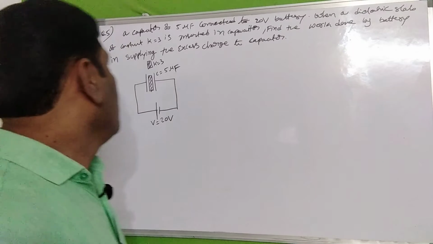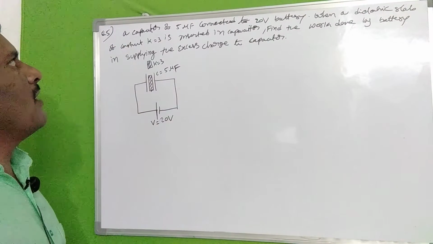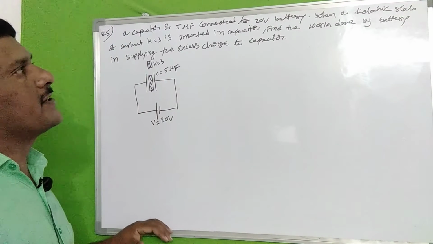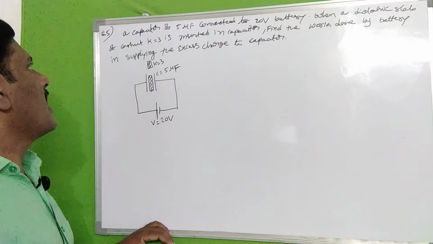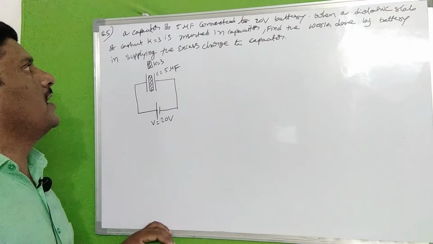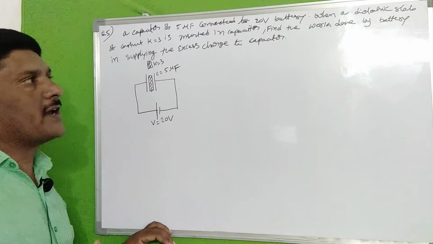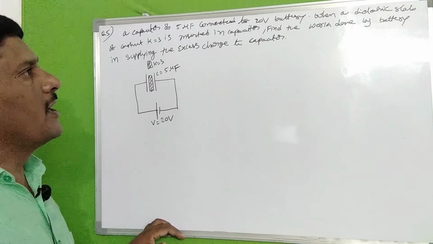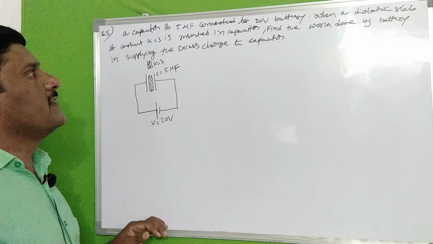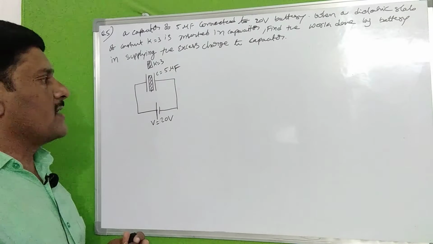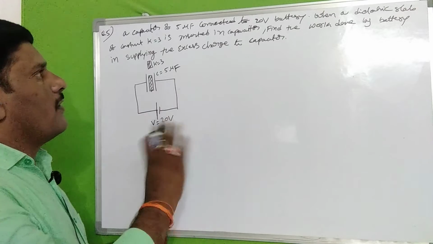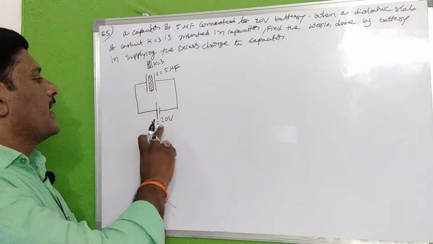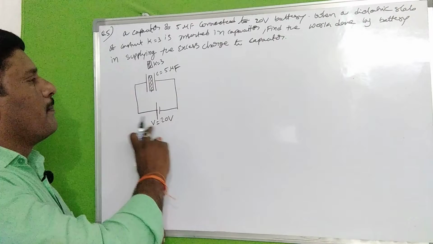Our next question is, a capacitor of 5 microfarads is connected to a 20 volt battery. When a dielectric slab of constant K equal to 3 is inserted in the capacitor, find the work done by the battery in supplying the excess charge to the capacitor.